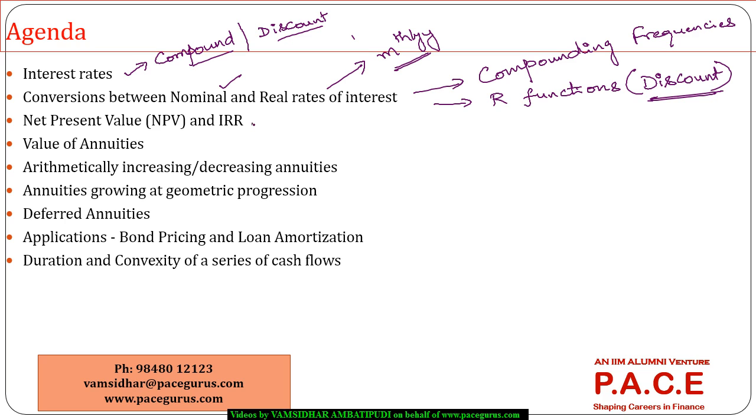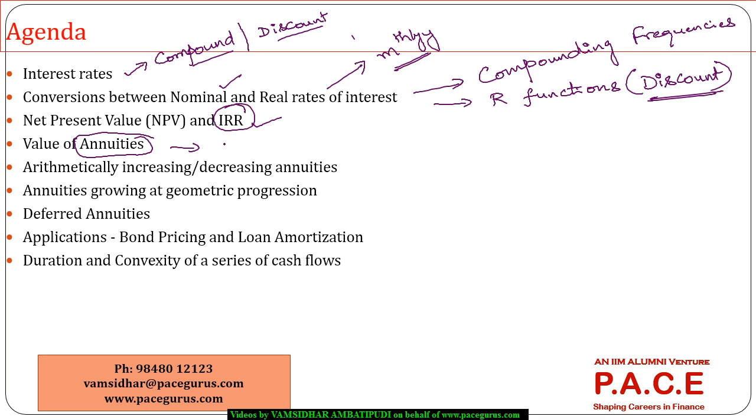Then we would move on to understand another set of important concepts which we use for evaluating a lot of project decisions, wherein we would be talking about the NPV and IRR, net present value, and internal rate of return. Again, we'll see how we can use the R functions for accomplishing the same. Then we are bringing in the annuities. Annuities, we'll discuss about them, right?